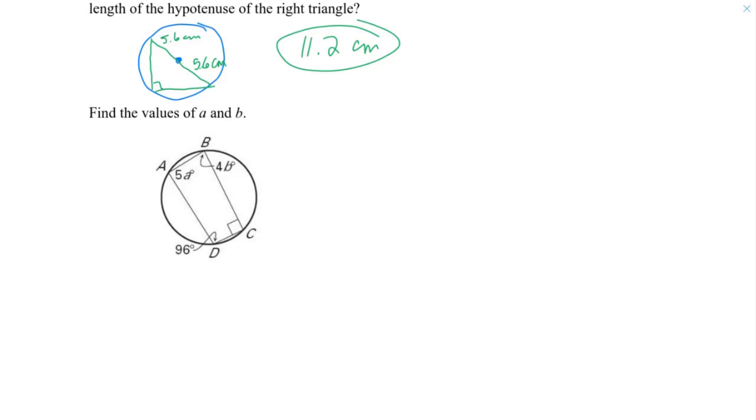All right, moving on down. Here we have an inscribed quadrilateral ABCD. You want to find the values of A and B. So if we take a look, we're going to use the fact that opposite angles must be supplementary. Well, I know that A and C must be supplementary, so if I look at 5A, and I know that C is 90, those must total 180. We're going to use our algebra skills here and come up with an A value of 18.